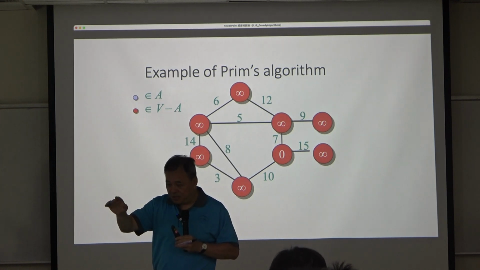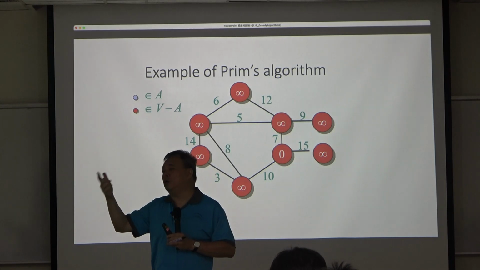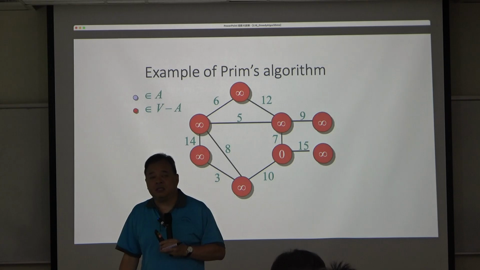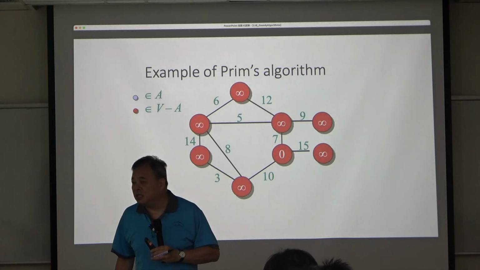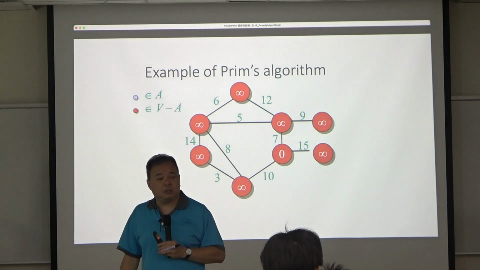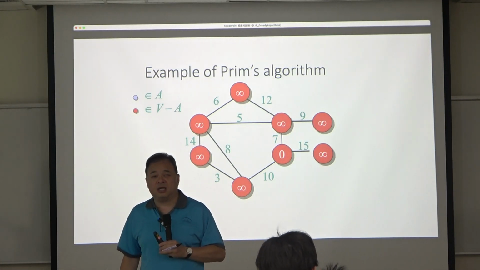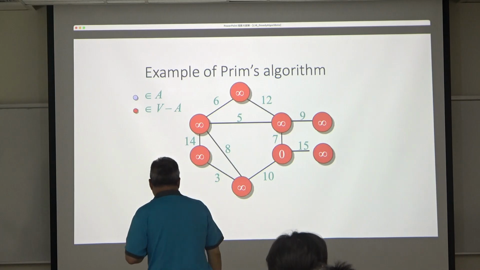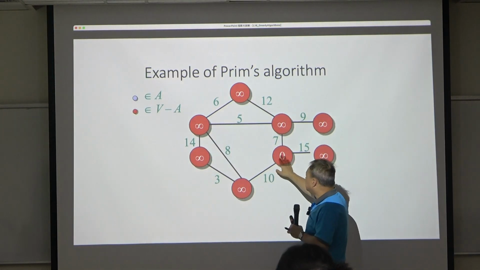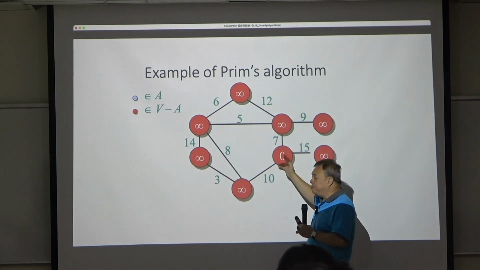Okay, this random initialization doesn't matter because, why? Because the MST must include all the vertices. So you could start from any vertex. Here, we start from this node, randomly picking this one.